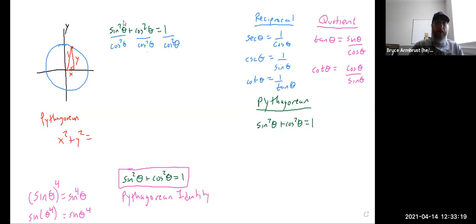First of all, this middle term, cosine squareds cancel. Anytime you take something and divide it by itself, what you get is 1. So that thing just becomes a 1. Now, 1 over cosine squared, that's the same as 1 over cosine times 1 over cosine.